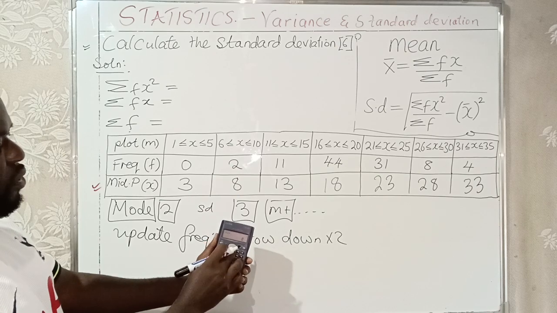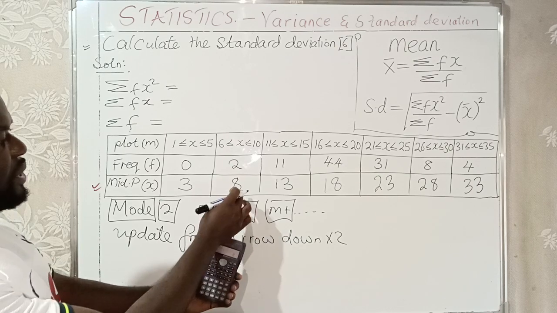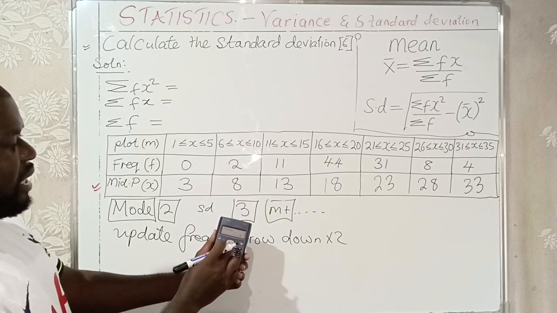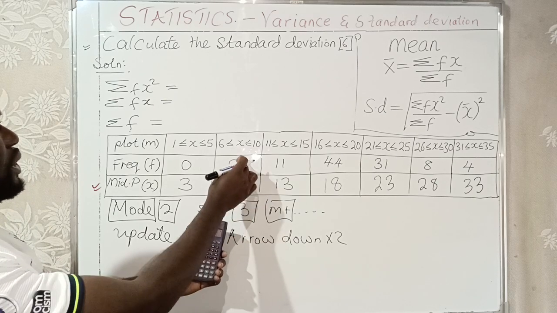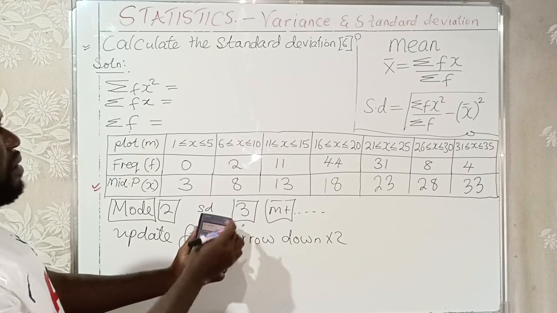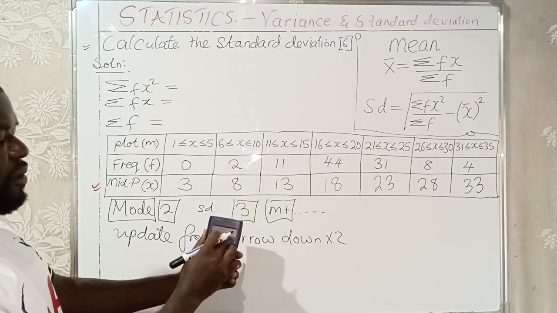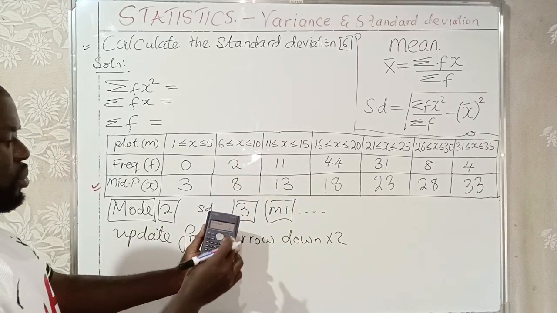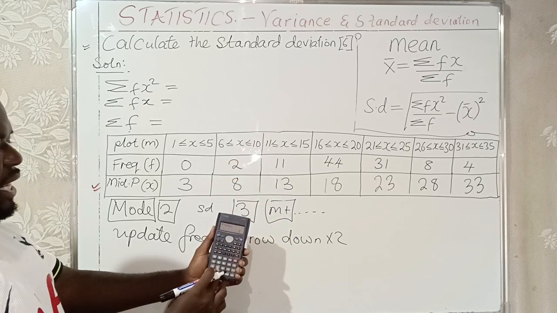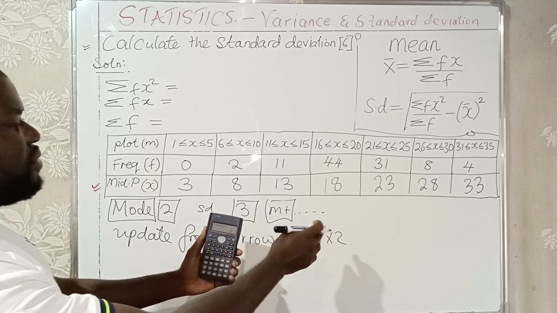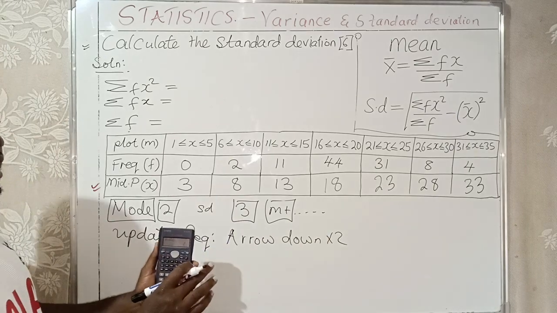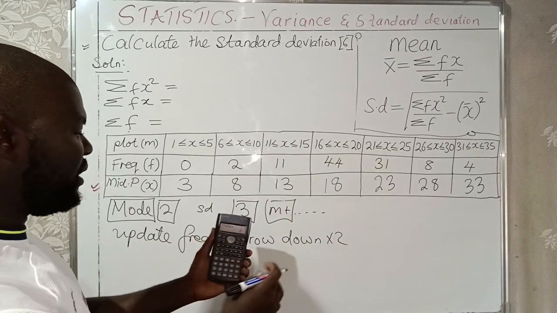Again, you say arrow down. When you arrow down, you see 8. Arrow down again, you see frequency 2 is 1. This is the default frequency, but here we have 2, so we need to update it to 2. Updating it, we say 2 equals. Once we say that, we would have updated it. You need to do that for all the frequencies.